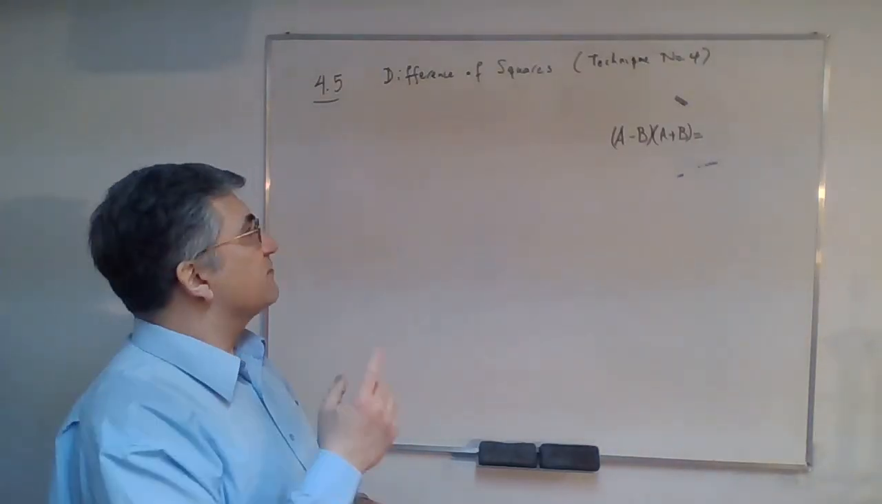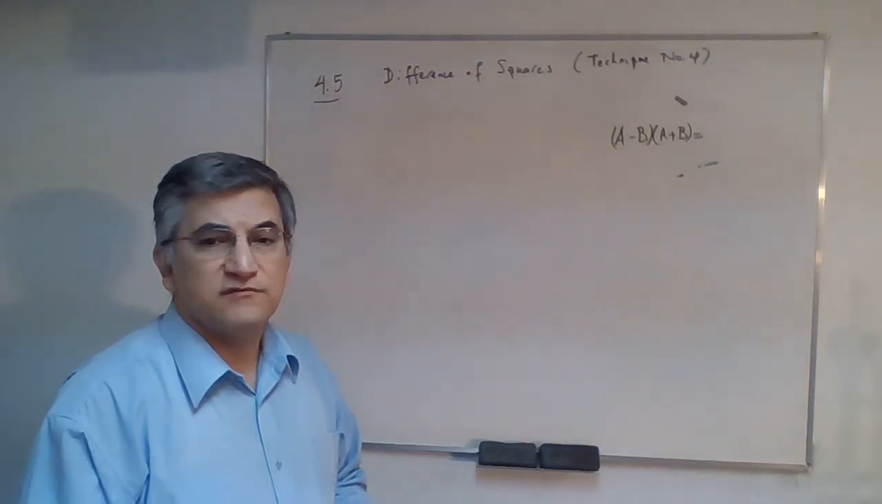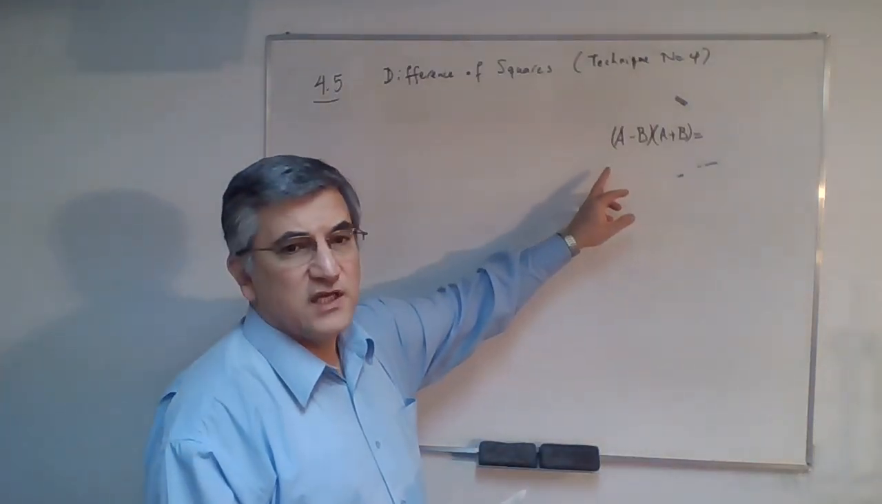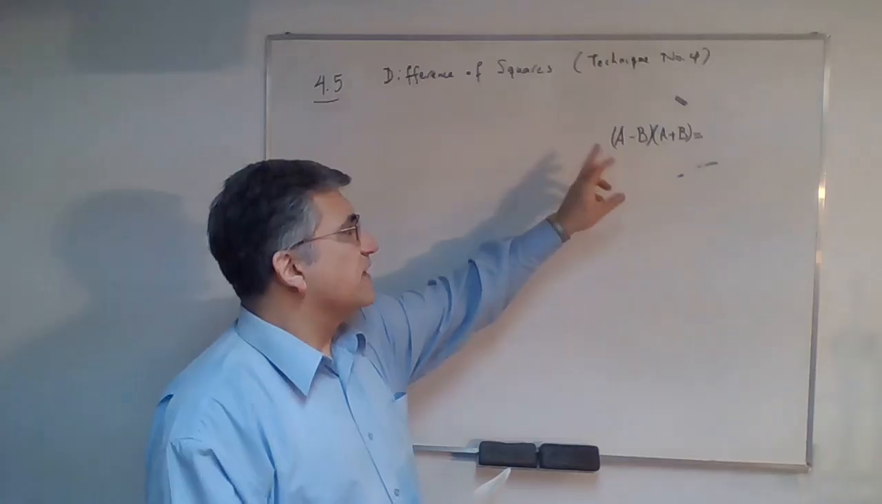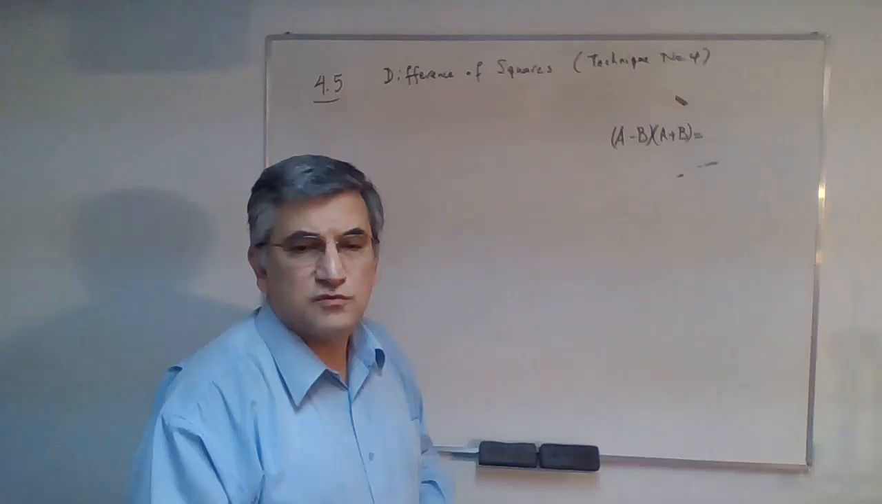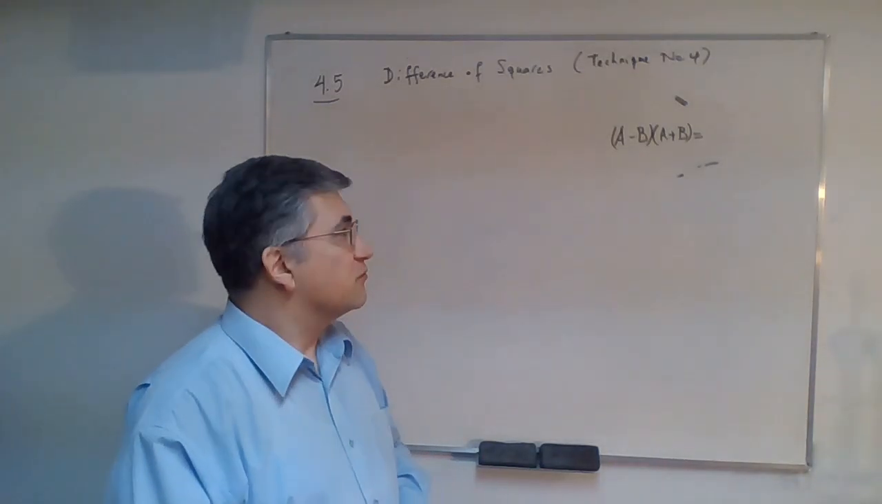This technique of factoring we're going to discuss is called difference of squares. It's found in section 4.5 of your textbook. Think about it for a second. If you have two binomials in the form of a minus b times a plus b, how would we multiply these two binomials?